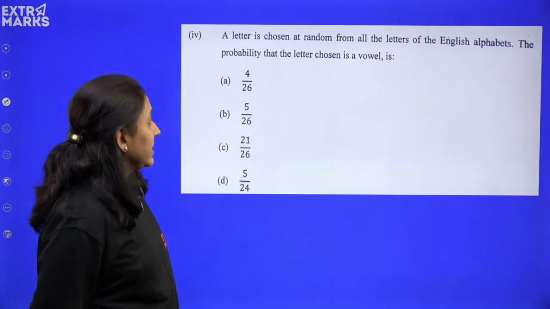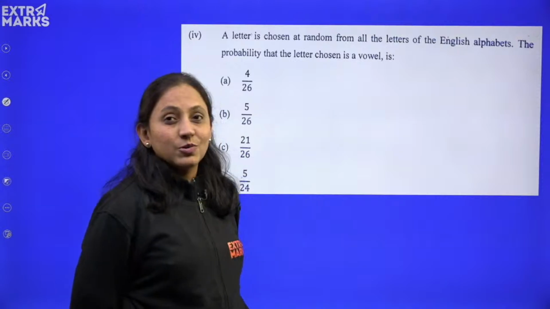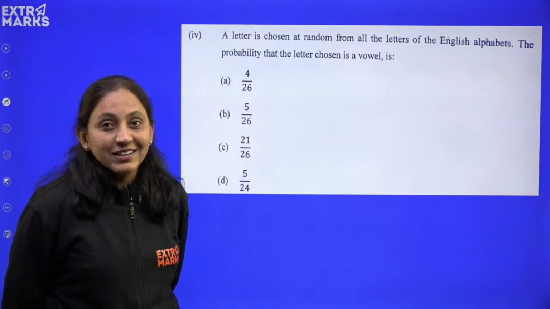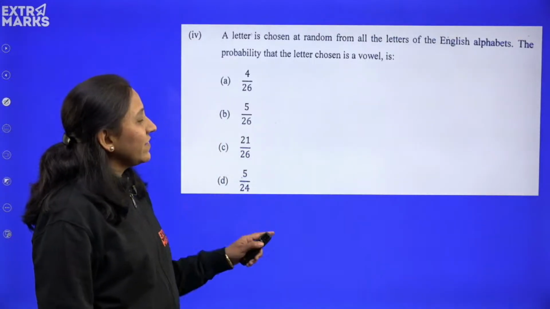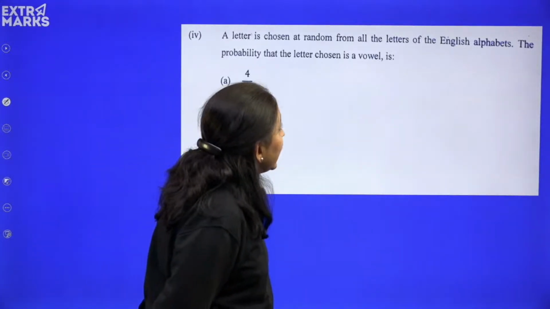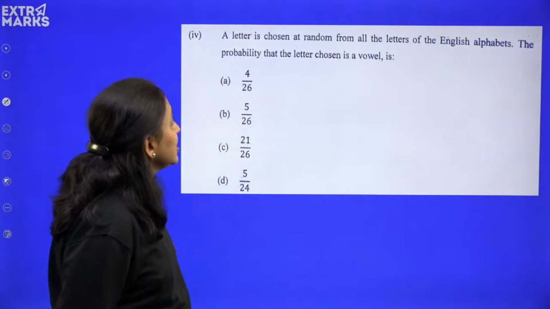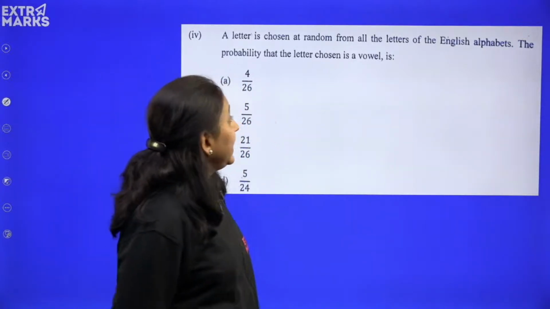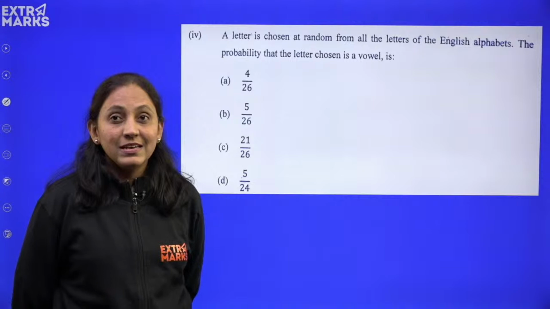All right, next we'll move to the next question. So this is like a cakewalk. Okay, it's that simple. A very easy question from probability. So it says here, a letter is chosen at random from all the letters of the English alphabet. The probability that the letter chosen is a vowel is what?